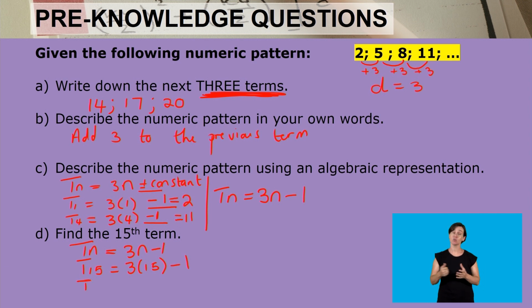The answer there for the 15th term, do you think you have what it is? Well, if you have there a 44, then you are absolutely correct, because 3 multiplied by 15 is 45, and we subtract 1, which is going to give us that 44.